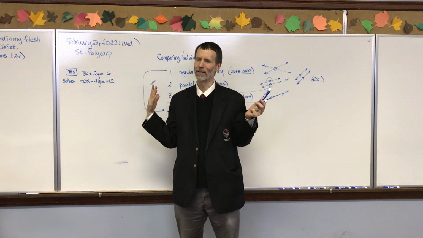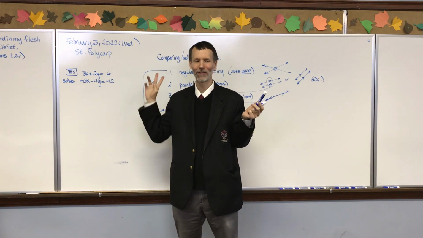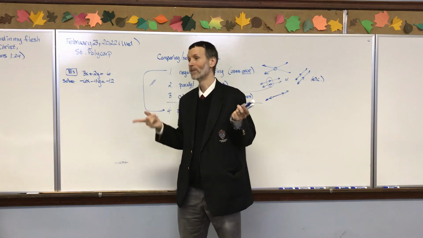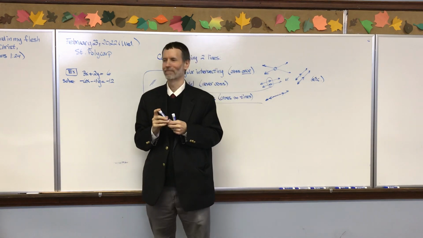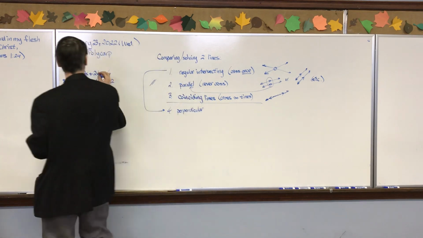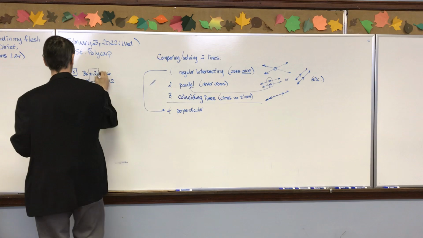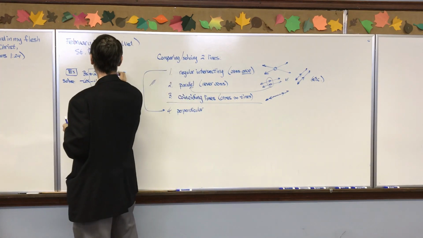You're trying to get what? Hence the name. What are you trying to do? You're trying to get something to cancel out. So take a pick. You want the x's, the y's? Yeah, I know it's a trick. The y's cancel. How do you get the y's to cancel? Multiply the top by 2. Correct. Let's do it down here.